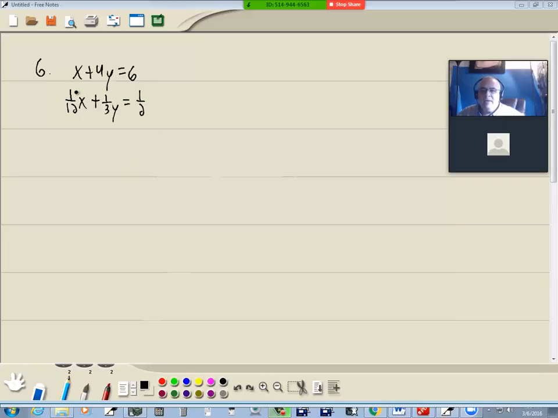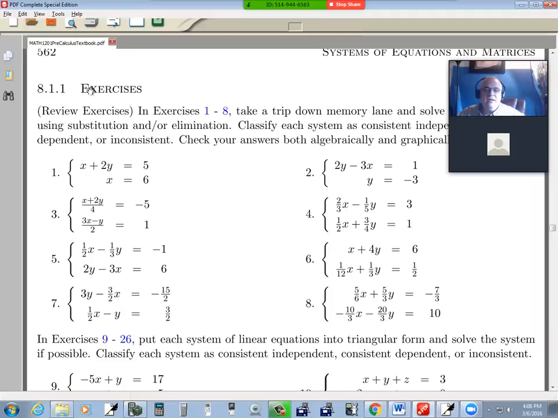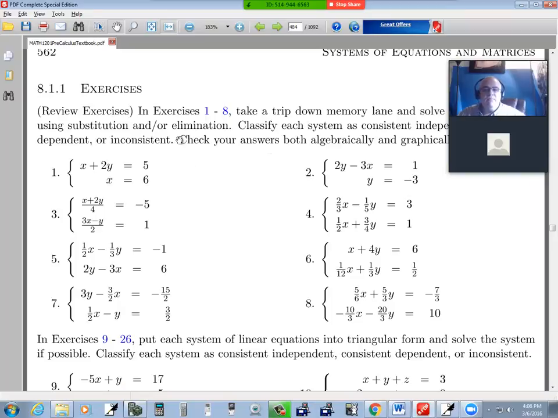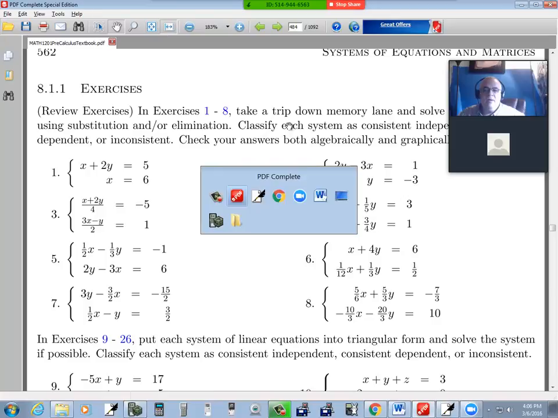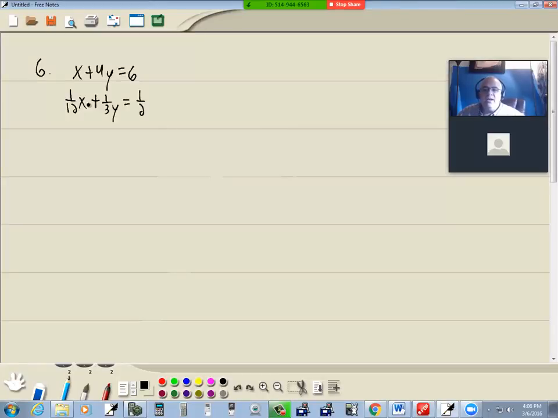Okay. Now this problem says to solve using substitution and/or elimination. No matter what, we never want fractions. So first thing I'll do is get rid of these fractions by multiplying everything by the LCM of all the denominators. So I'll multiply by 12. So that gives us x plus 12 times 1/3 is 4, so we got 4y equals 12 times 1/2, which is 6.